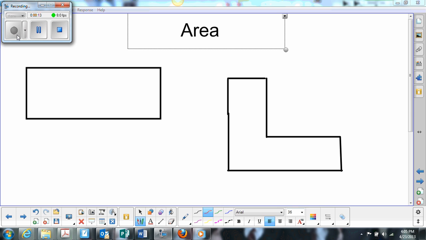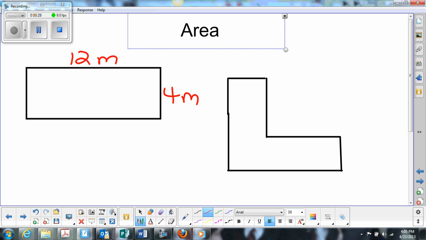So the first one we're going to look at is just a regular rectangle. I have a rectangle here. I'm going to assign measurements to it. Let's pretend that this is 4 meters, and let's say the length is 12 meters. So I know that the length of this rectangle is 12 meters. I know that the width is 4 meters. I also know about rectangles that this side is the same as this side, so this must also be 12 meters. And I know that this side right here is the same as this side, so this must also be 4 meters. Okay, this is the knowledge I have going into it.